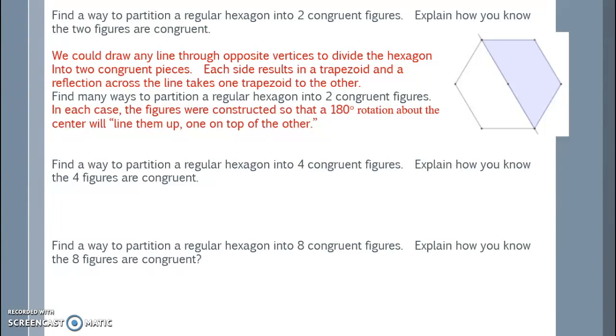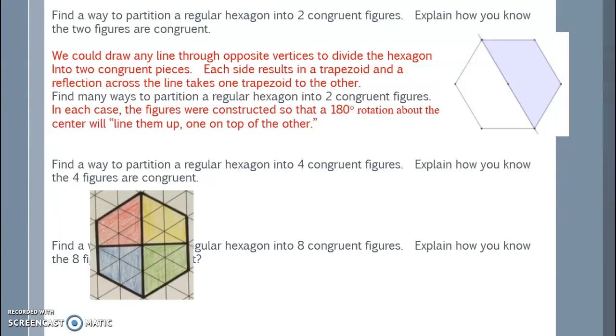Find a way to partition a regular hexagon into four congruent figures and explain how you know the four figures are congruent. So let's say I take my hexagon and I cut it in four. Here I used isometric paper to do that, and then I colored them.